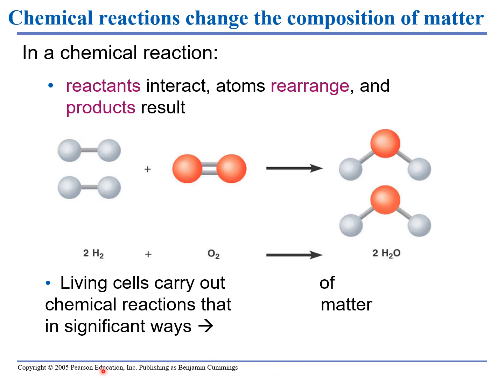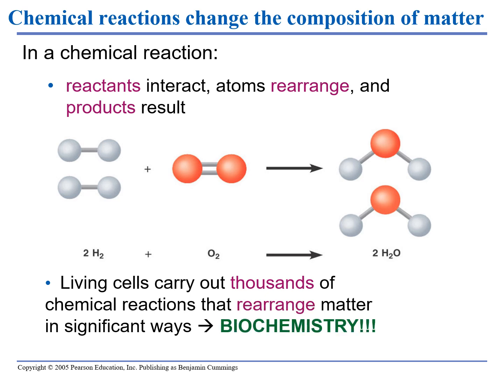Living cells carry out thousands of chemical reactions that rearrange matter in significant ways, and that is biochemistry. Our next video lesson is Chapter 3, Biochemistry. Many AP courses do the chemistry of life and biochemistry together. I split them up into 2 different videos, so you can watch the biochemistry video, and that will be in the description box below. And we will discuss the molecules of cells.